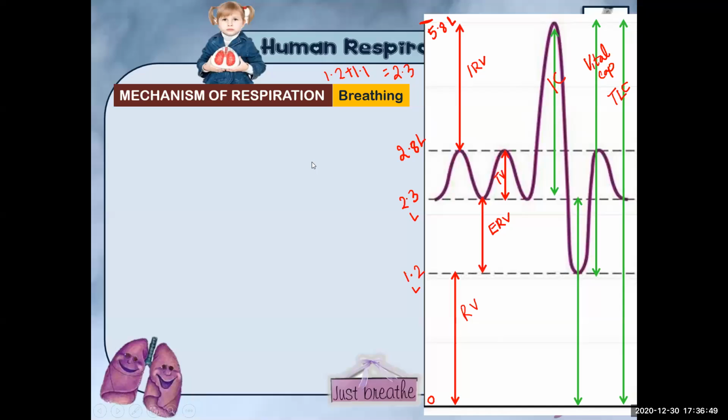What is the fourth one? It's a combination of expiratory reserve volume and residual volume. Again, Niranjan, it is incorrect. Very good, Ananya. Very good, Rashmi.